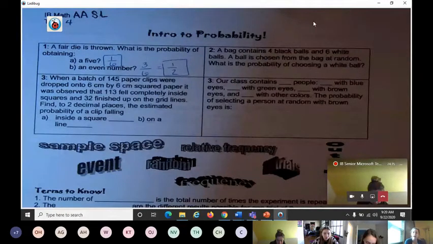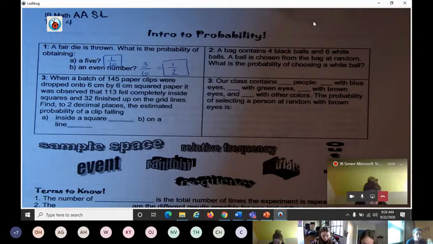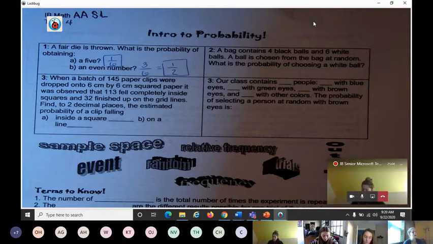It says a bag contains 4 black balls and 6 white balls. A ball is chosen from the bag at random. What is the probability of choosing a white ball? Miriam, what do you think? Miriam, are you there? Okay, message me if something's going on. Kelly?